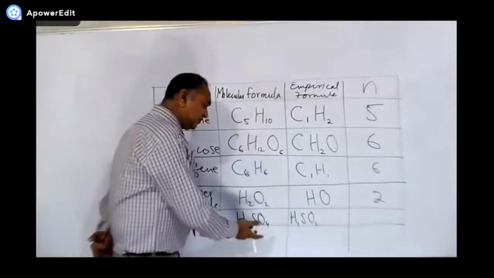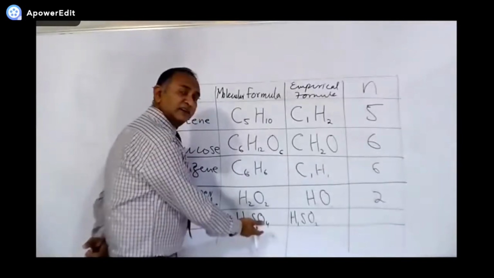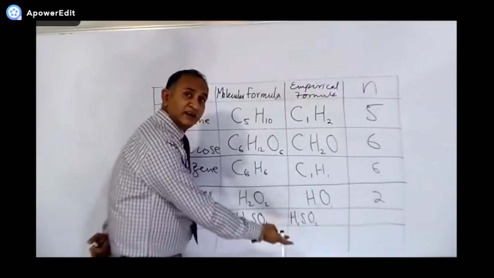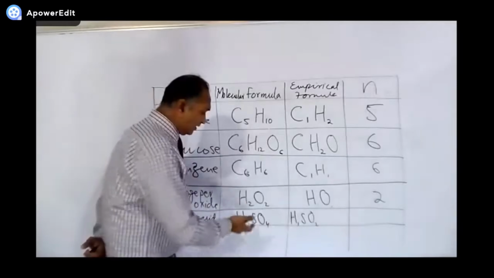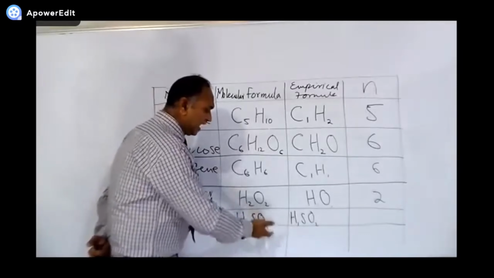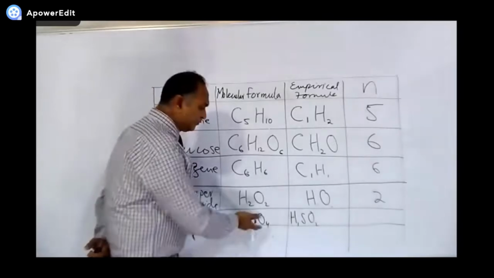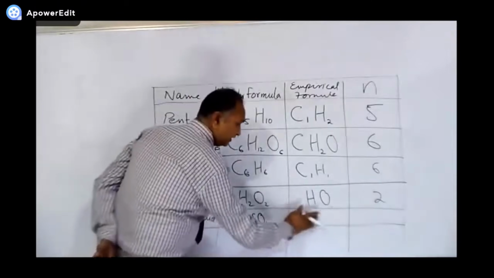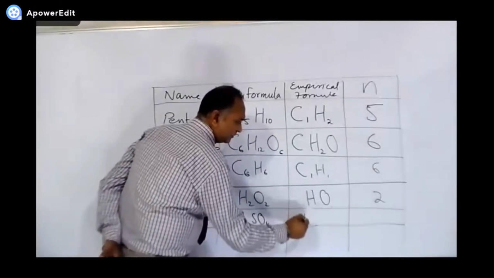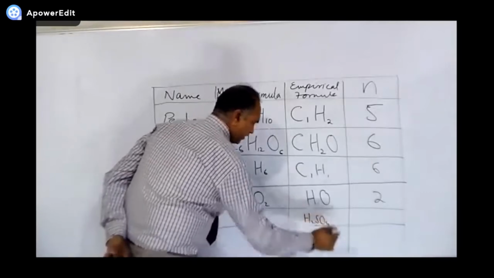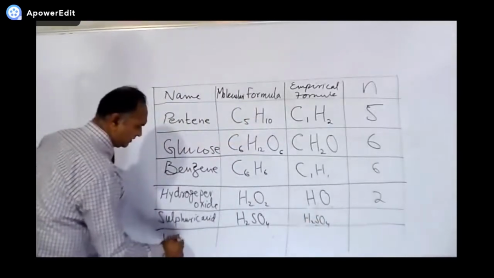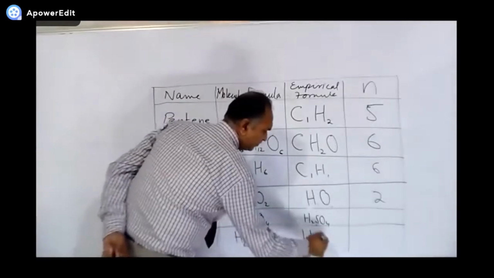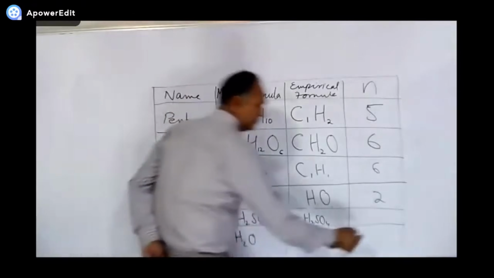Because we can't simplify S. There is no number over here. It means we did it incorrectly. You have to simplify it in all of these atoms. You can't leave one without simplification. No, not at all. Okay. So what will be its formula? Same, H2SO4. Water, H2O. Simplification is not possible. So H2O's molecular and empirical formula are the same.